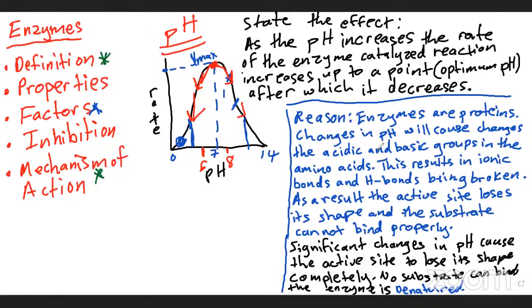It doesn't matter whether you increase it or decrease it. Any form of change in pH changes the enzyme, and the rate is going to change. A significant change now, that is what will cause it to be denatured. All right, so if it is not significant, it will not be denatured. It will just start to work slower. All right, so that is it for pH.